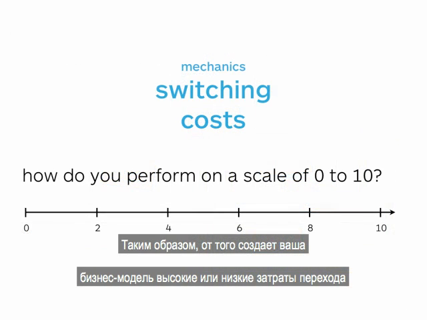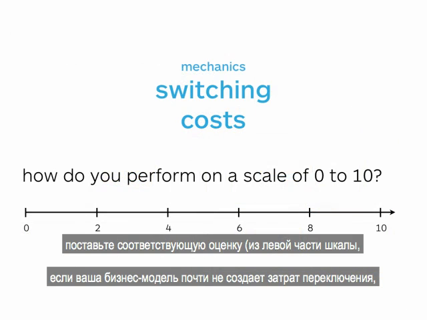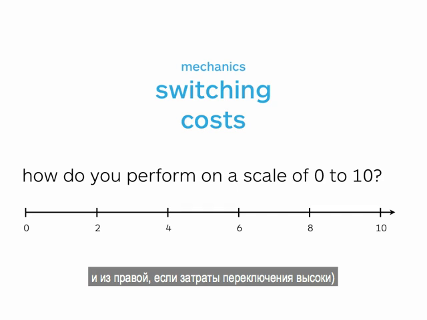So how do you perform on switching costs? Are your switching costs very low, so you'd perform a 0? Or are your switching costs very high and you perform a 10?